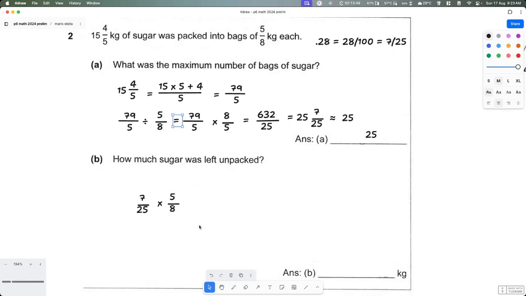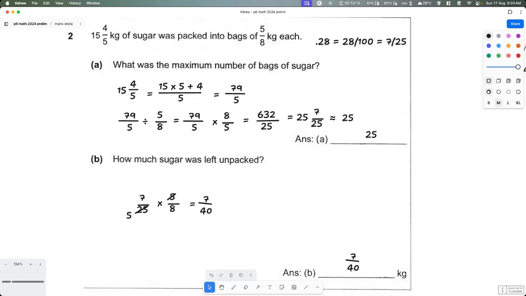And then we can cancel out the 5 and the 25 as well, like this. So this will give us 5. Now we just multiply each other, and this will give us 7 out of 40. So we are left with 7 out of 40 kilograms in this case. Okay, there you go. So that's the answer.